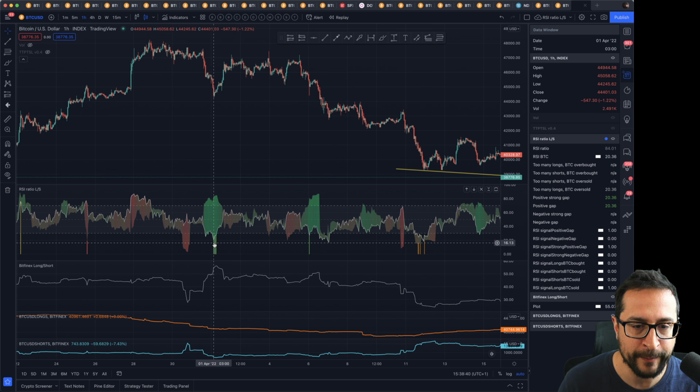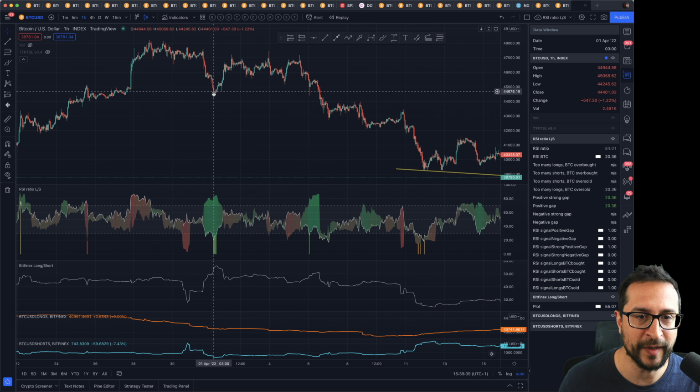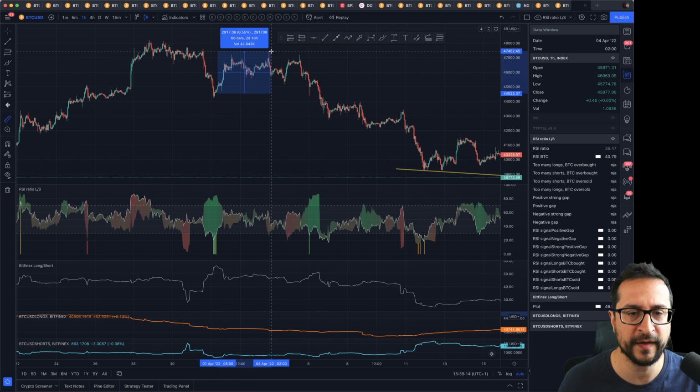Whereas in here, you get many signals, there is a big gap, the RSI is growing, and the oscillator of the ratio is also growing, which means that with every single candle, there are more longs. The RSI of Bitcoin is also growing. So this is a perfect time to long, and you get 7% to the upside.